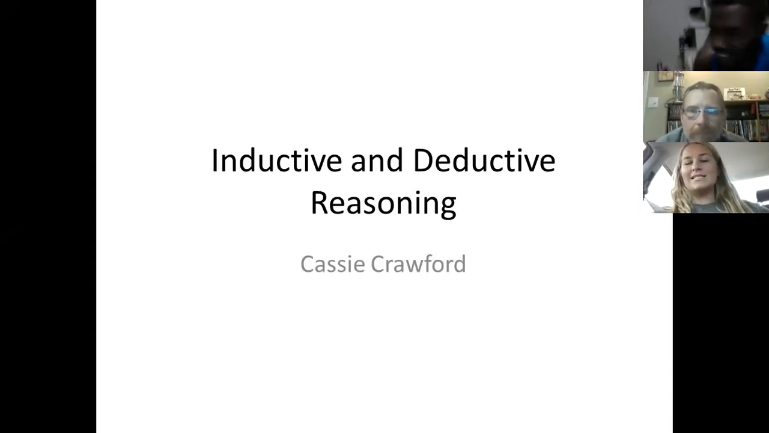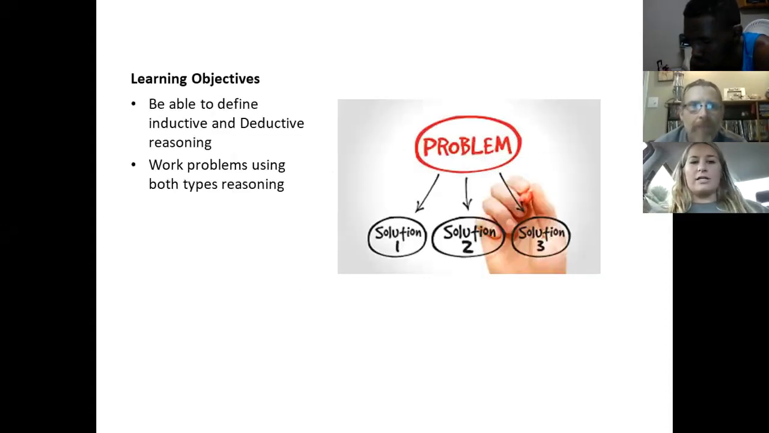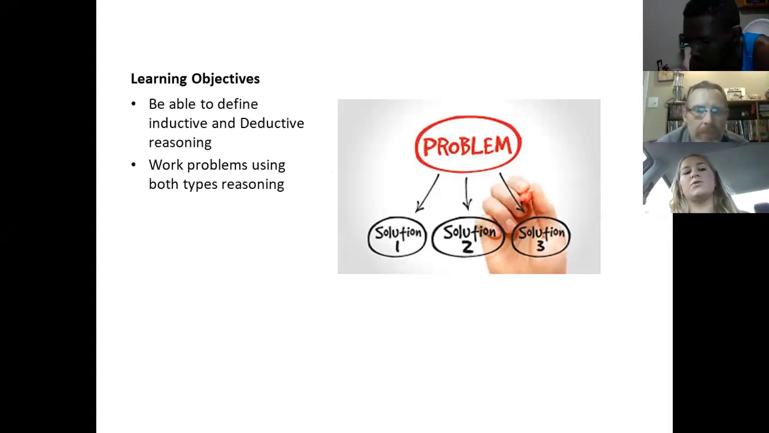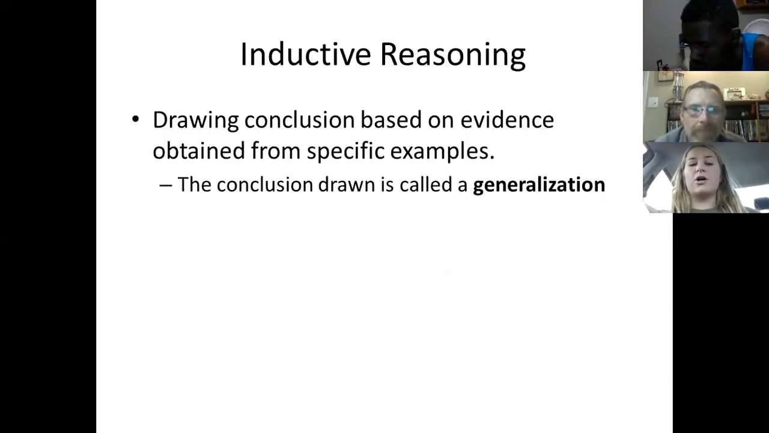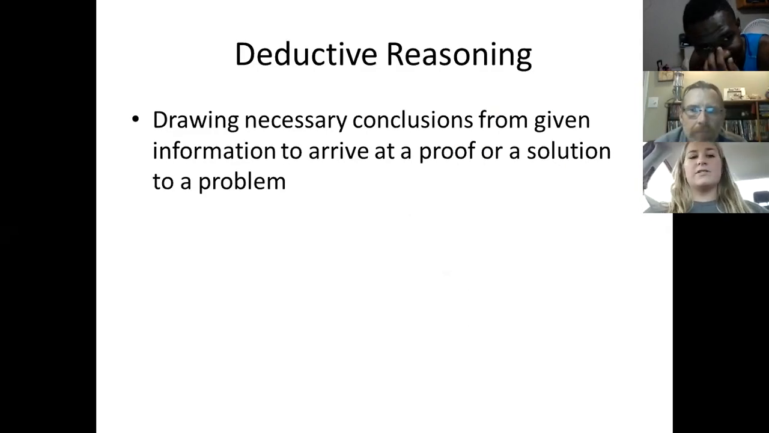Well, my name is Cassie Crawford, and our group is doing reasoning mathematically. My topics are inductive and deductive reasoning. Our learning objectives for this are to be able to define inductive and deductive and to work problems by using both types. Inductive is drawing conclusions based on evidence obtained from specific examples, and the conclusion drawn is called a generalization. Deductive reasoning is drawing necessary conclusions from given information to arrive at a proof or solution to a problem.